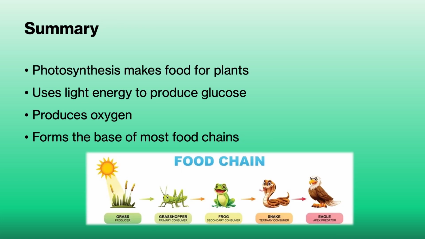To sum up, photosynthesis is a vital process that allows plants to make their own food using light energy. It provides energy for plants, produces oxygen for respiration, and also, in the ecosystem, it forms the base of almost all food chains.